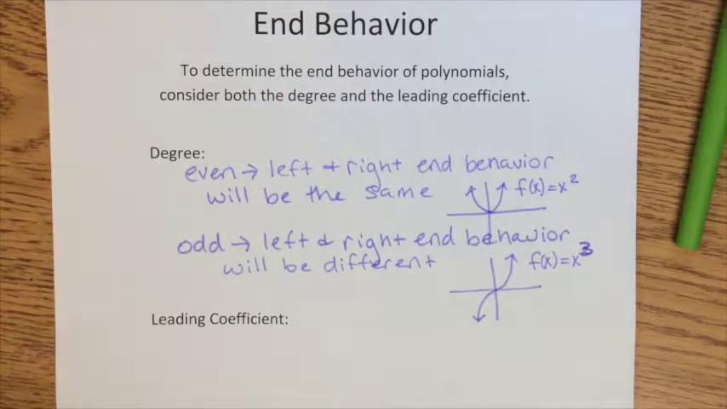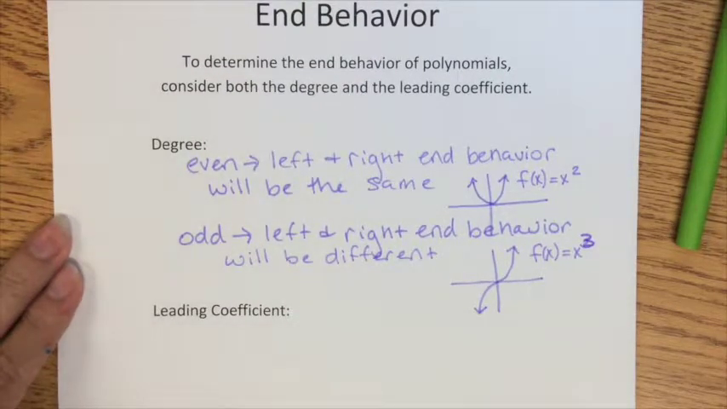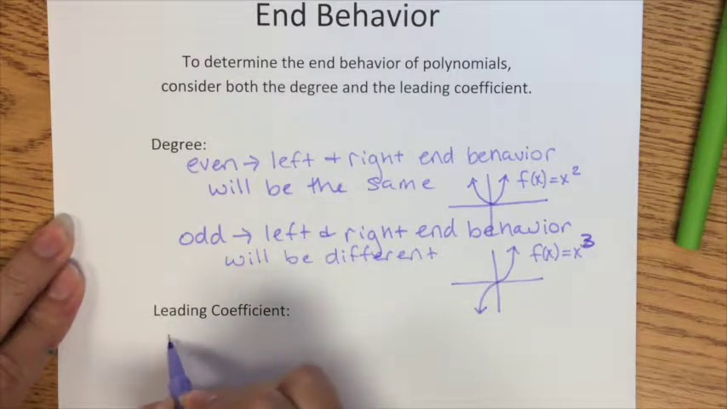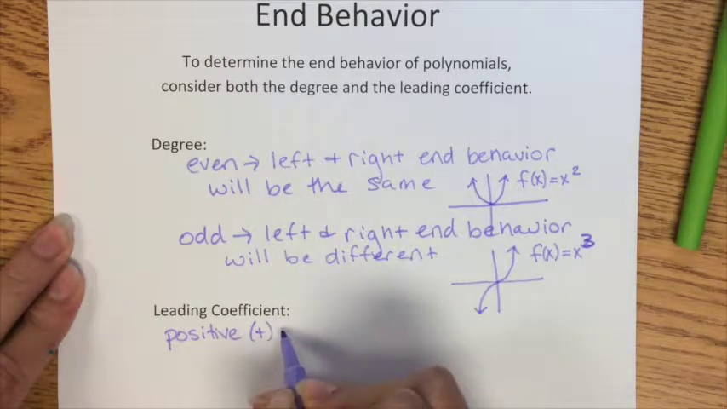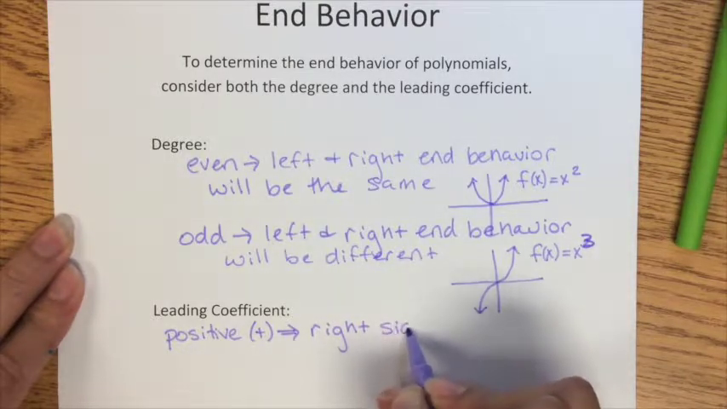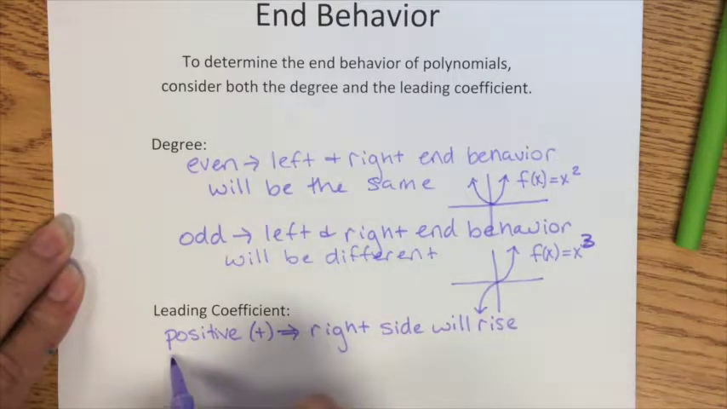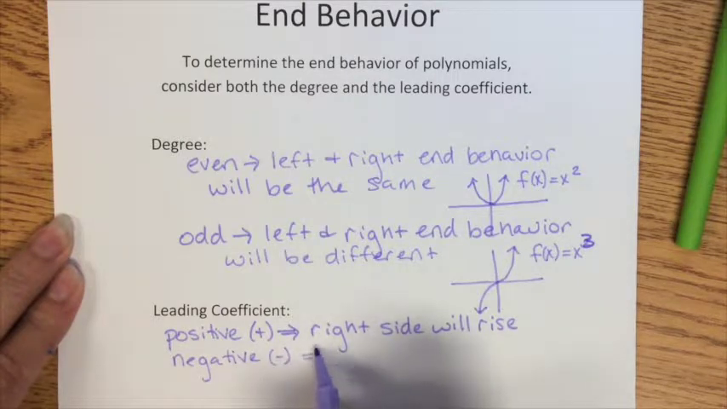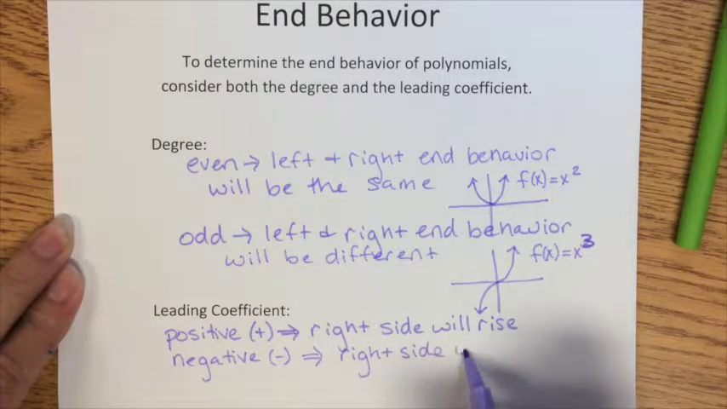Now the degree only gives us part of it. It tells us, are they going to be the same or are they going to be different? The leading coefficient gives us the other part. If the leading coefficient is positive, then the right side will rise or go up. And if the leading coefficient is negative, then the right side will fall.